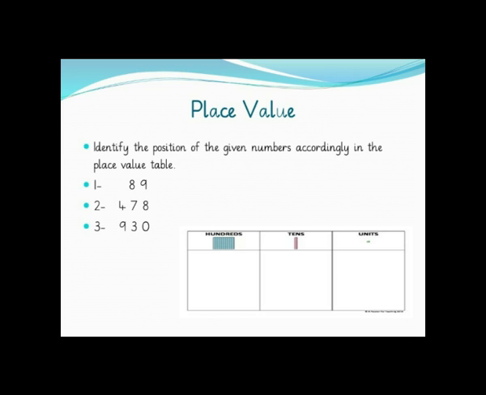Our third number is 930. Within the given numbers, you have to write down the numbers accordingly in the given table of place value. Units in the units place, tens in the tens column, and hundreds in the hundreds column.